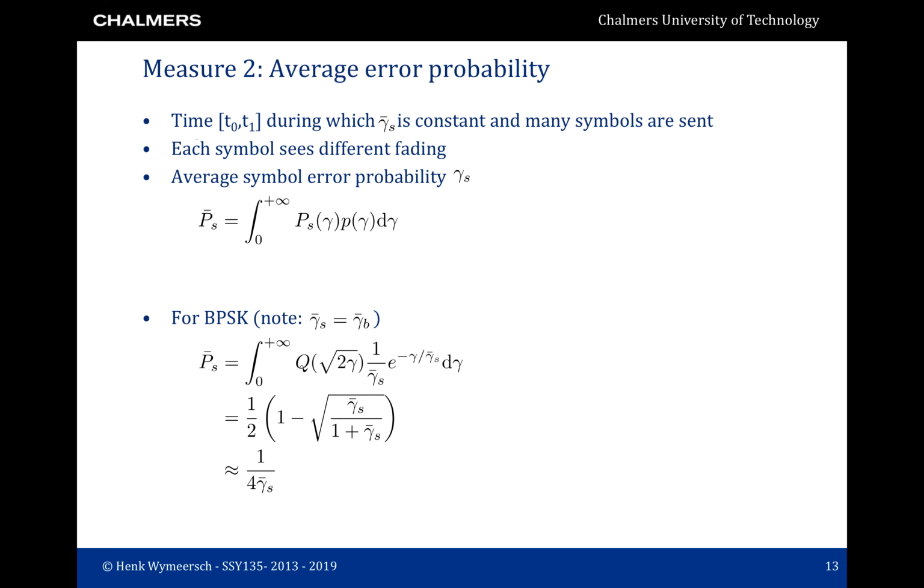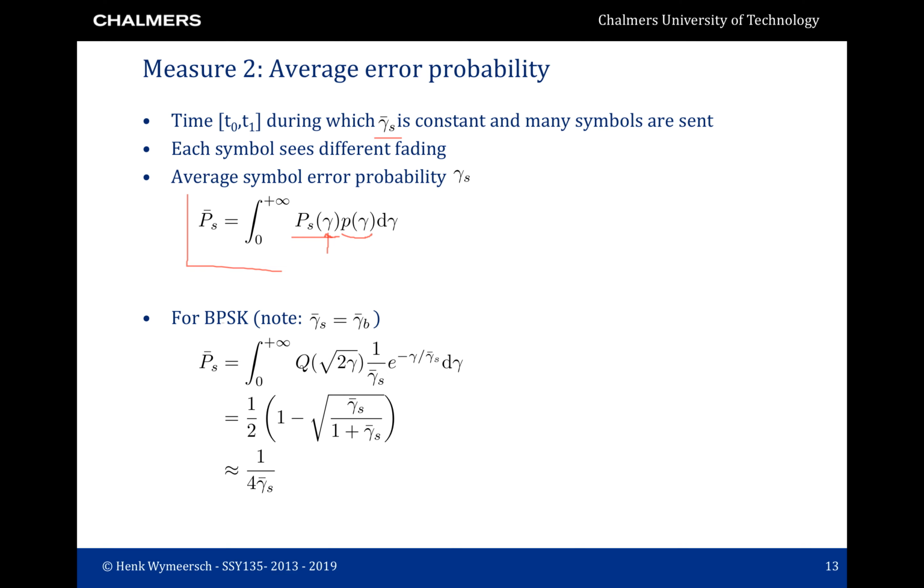So we consider a case where during a certain time the SNR due to path loss and shadowing is constant, but many symbols are sent. Each symbol will see a different realization of the fading when we have fast communication. We can then compute the average symbol error probability as given by this expression. So we take the symbol error probability for a certain SNR, and this is from the tables that we've seen a few slides ago, multiply with the density of the SNR and integrate.